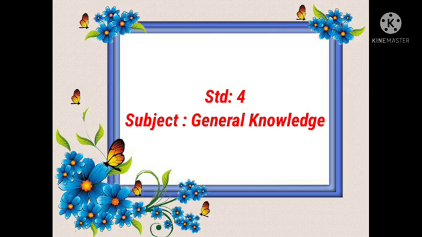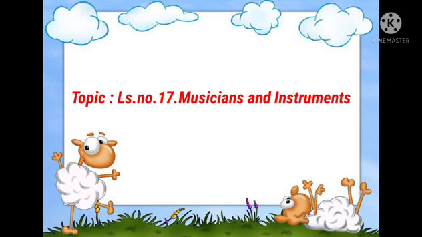Standard 4th, subject General Knowledge. So students, today we are going to learn something new in our General Knowledge book. Lesson number 17, Musicians and Instruments. So students, now let's see what type of musicians and instruments they have given us in this lesson.